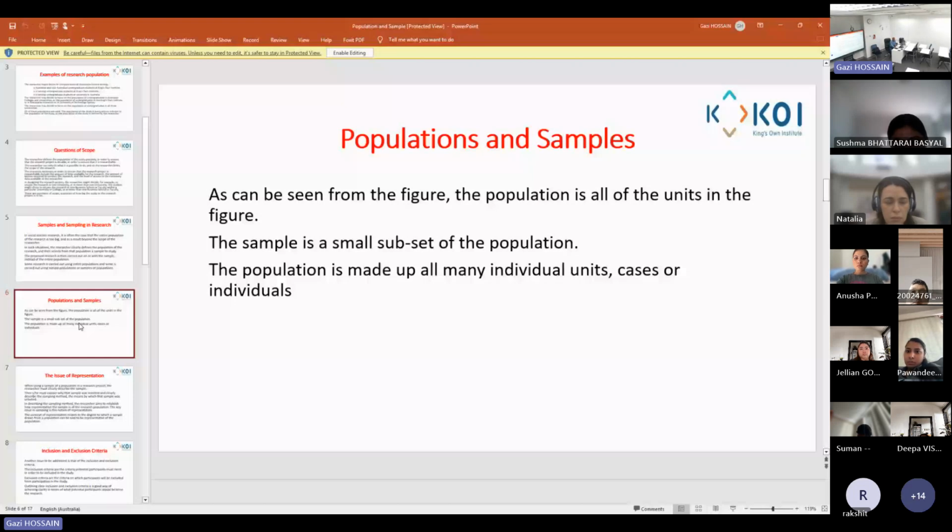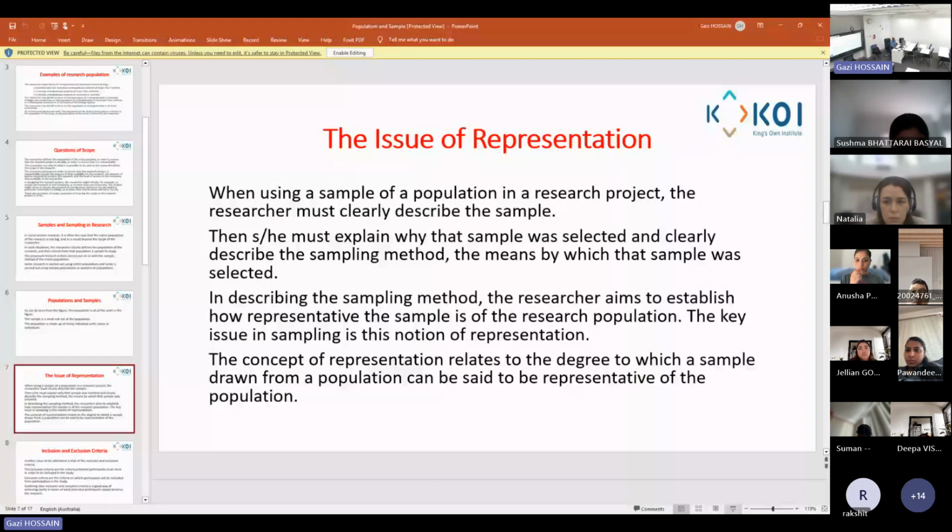Issue of representation. Now, I'm giving you some time to look at this slide and try to find the issue. Why do we want representation? Representation is a characteristic, a criteria we need to meet, we need to comply with, we need to satisfy. If our sample is less representative, it is bad.